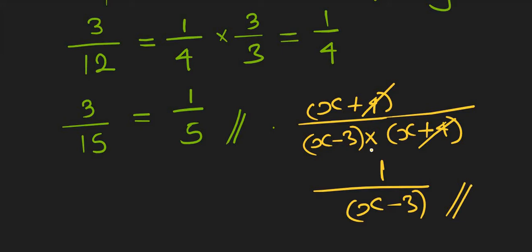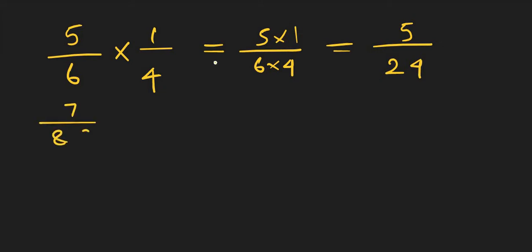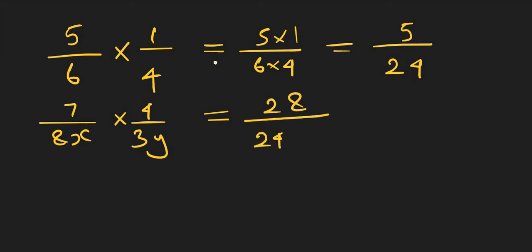Let us now see how we can multiply algebraic fractions. For normal fractions such as 5 over 6 multiplied by 1 over 4, what we do in terms of multiplication is 5 multiplied by 1 over 6 multiplied by 4, which is 5 over 24. Similarly, for algebraic fractions, 7 over 8x multiplied by 4 over 3y is equal to 28 over 24xy. 7 into 4 is 28, 8 into 3 is 24, x into y is xy.